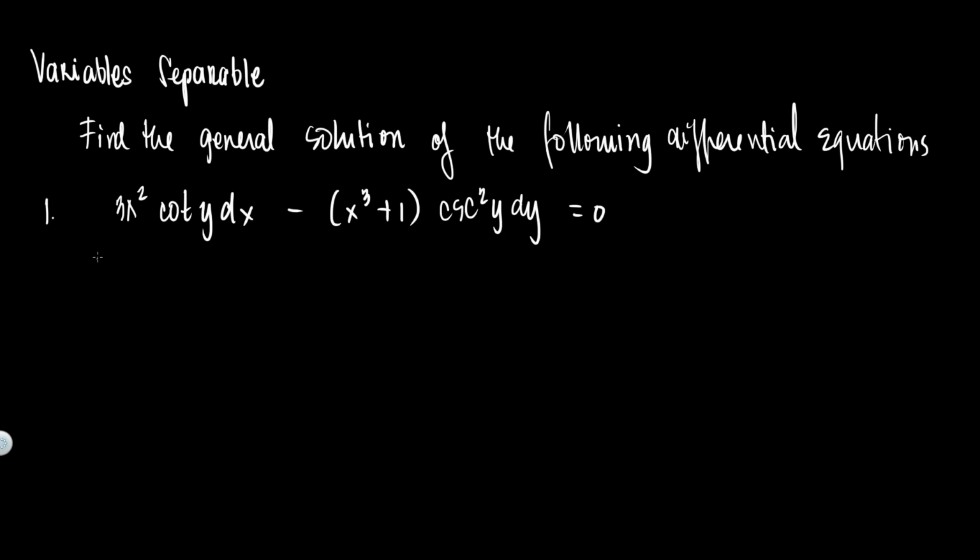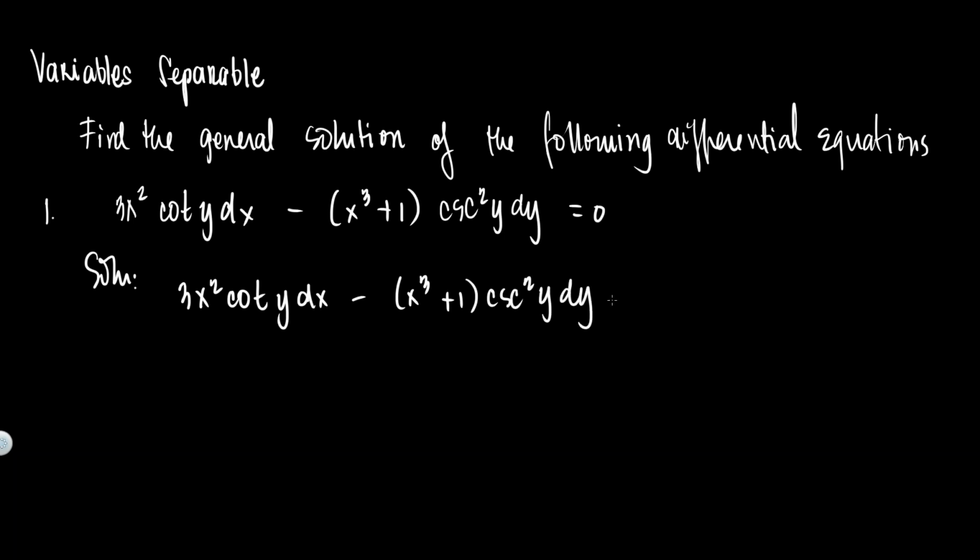Okay, so to solve this, solution, copying muna, no? So 3x squared cotangent y dx minus (x cubed plus 1) cosecant squared y dy equals 0. So dito, sineseparate lang natin yung mga variables, or pinagsasama-sama lang natin yung mga x and dx, and yung mga y with its dy. No? Parang ginugrupo lang natin sila.